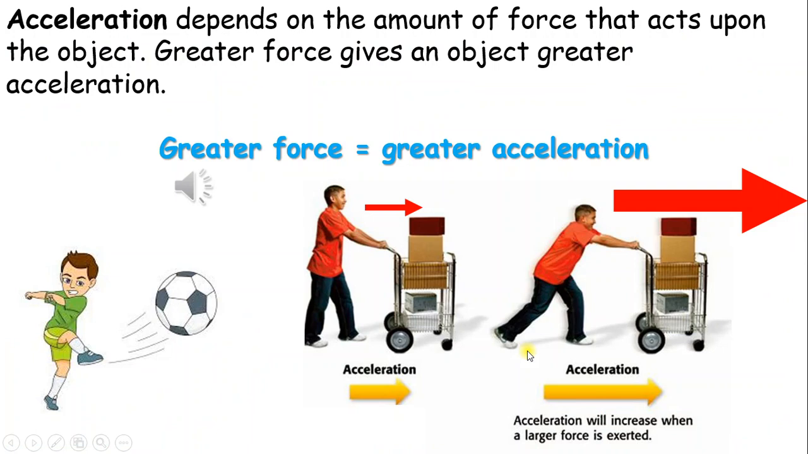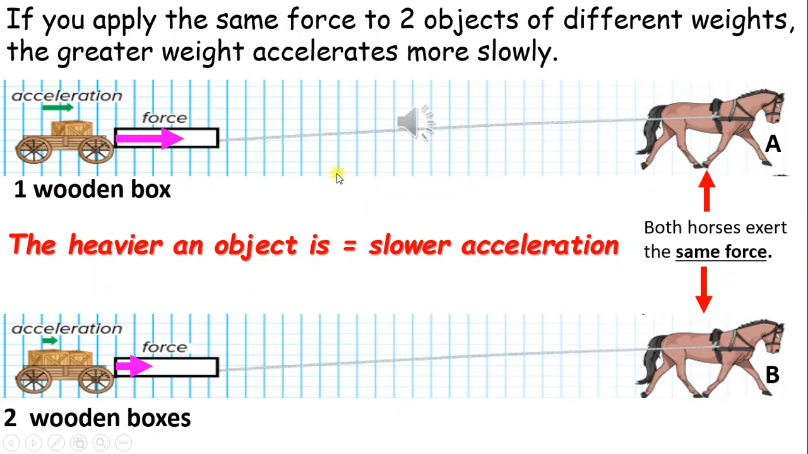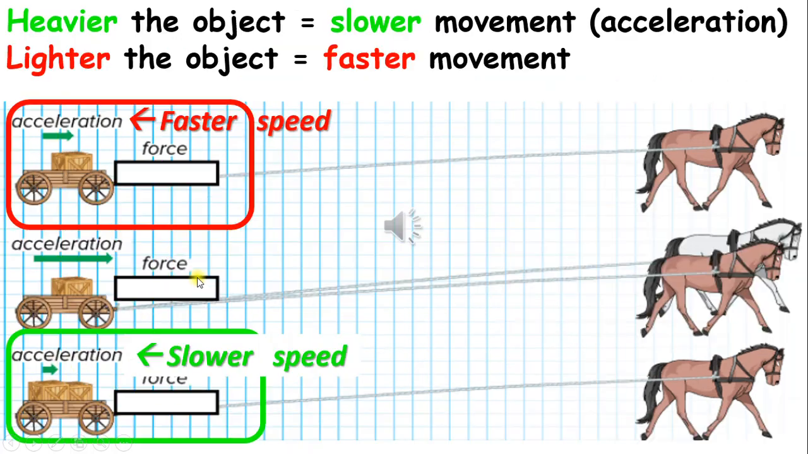Acceleration depends on the amount of force that acts upon the object. Greater force gives an object greater acceleration. Greater force equals greater acceleration. If you apply the same force to two objects of different weights, the greater weight accelerates more slowly. The heavier an object is, equals slower acceleration. The heavier the object, equals slower movement. The lighter the object, equals faster movement.